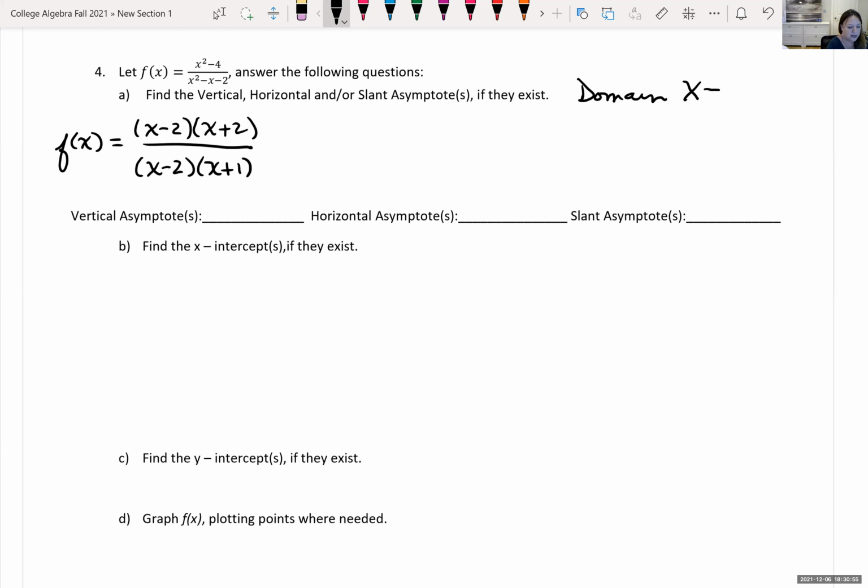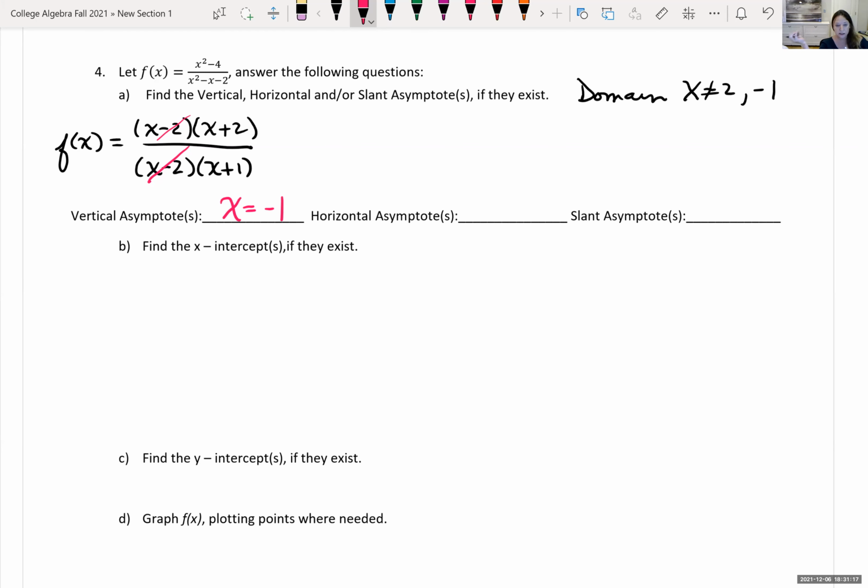So our domain, x cannot be 2 or -1. But if we look at this for our vertical asymptotes, we are not going to include the value which sets both the numerator and denominator equal to 0. So the only vertical asymptote that we have here is x equals -1.